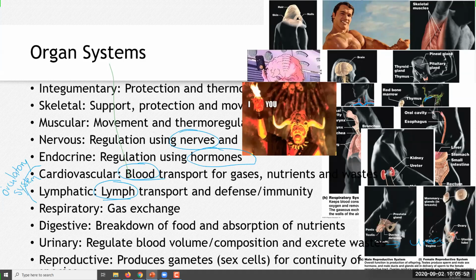And then we have the reproductive system. With the reproductive system, it produces gametes. The word gametes is a fancy way of saying sex cells. So males produce sperm. Females will produce the eggs or ova. And the whole function of it is to continue our species. All right, so these are all the different organ systems that we'll be going over throughout the semester.